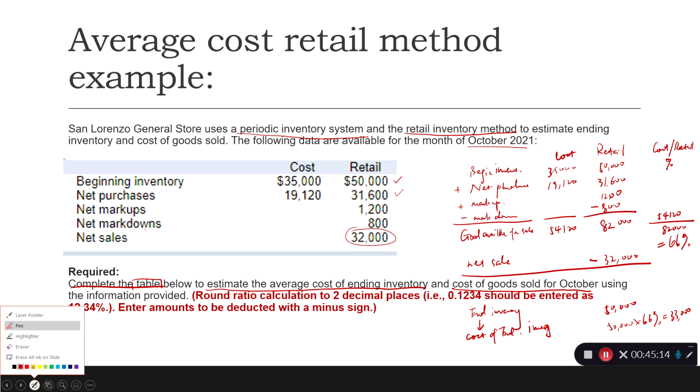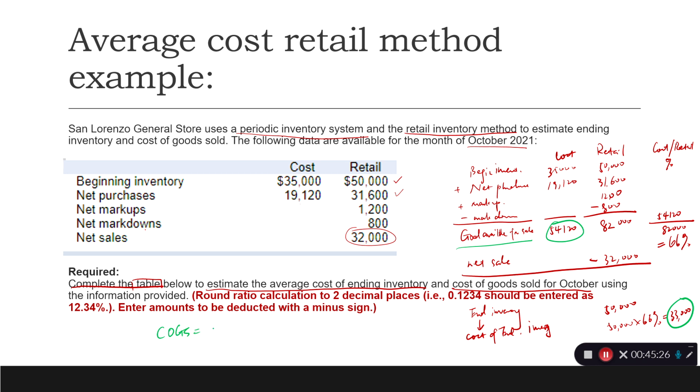This $33,000 is used to subtract from the goods available for sale. So the cost of goods sold equals the goods available for sale at cost minus the cost of ending inventory using this ratio. The goods available for sale at cost is 54,120 minus the $33,000, and that gives us 21,120.